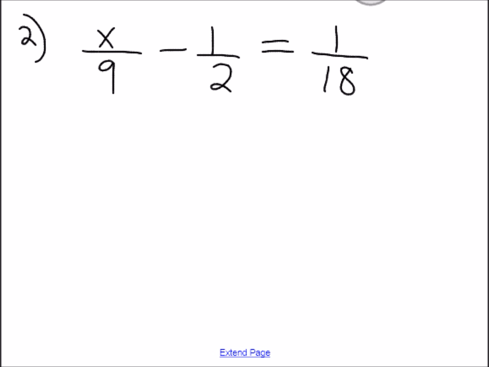Our second example is x over 9 minus 1/2 equals 1 over 18. Go ahead and try this problem on your own. So at this point, pause the video, try the problem on your own, and see how you do. The next 15 seconds will be blank.